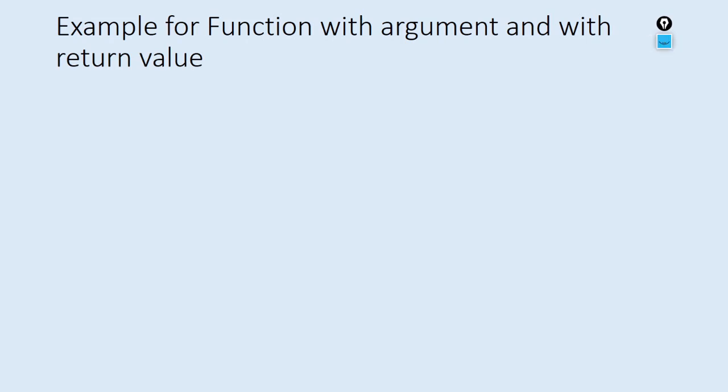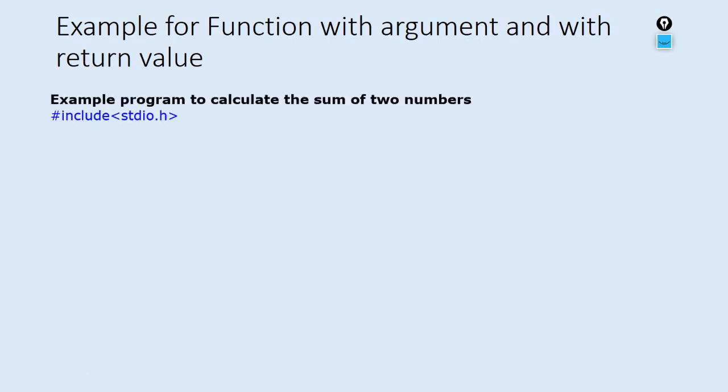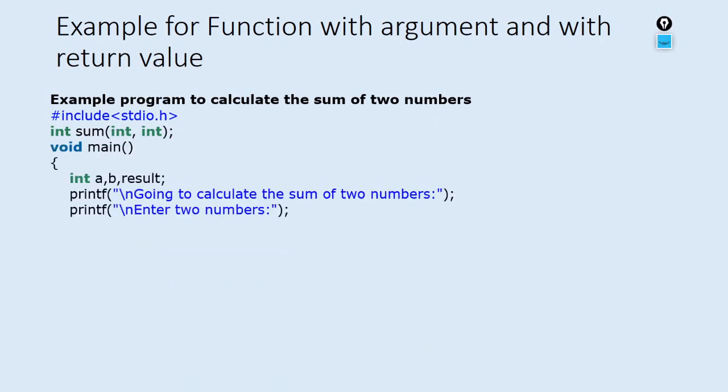Next example for function with argument and with return value. Both the things. Calculate the sum of two numbers. Int sum, int comma int. This is nothing but the prototype declaration of the user defined function, and in this even you can pass the parameters also or only the data type of these parameters. Suppose you have a variable and b variable of type integer. So inside the prototype only you can pass the data type of those variables. Void main, calculate the sum of two numbers. So here we are reading the input, and then result equals to sum of a comma b.